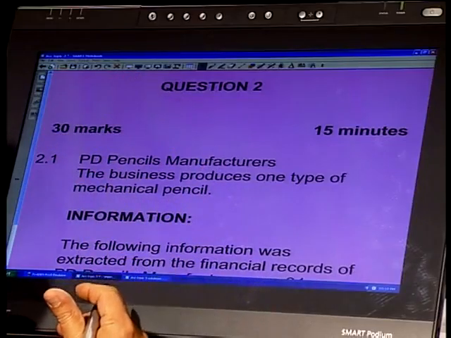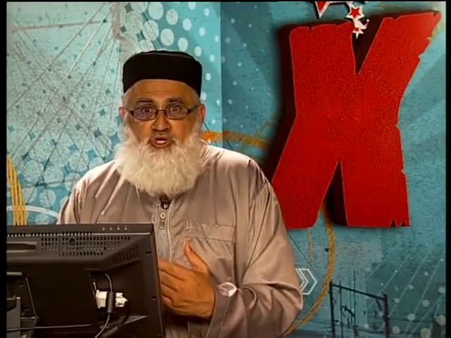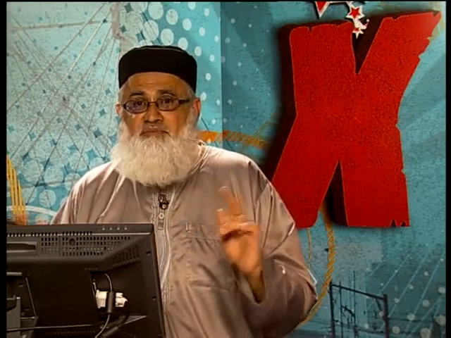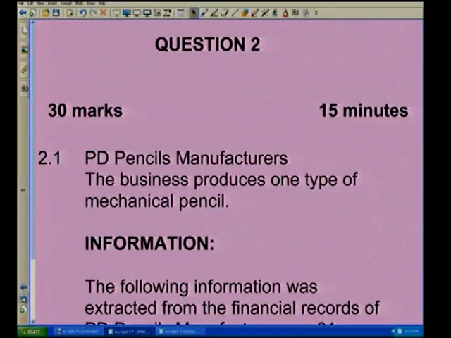The question is for 30 marks, 15 minutes. Always work with your time allocation in the exams. Don't spend too much time. Like I said earlier, it is very important that in order to complete your question paper, you work within certain time frames. Accounting is about testing your time as well. So please try to stick as close as possible to the time guide that's given to you.